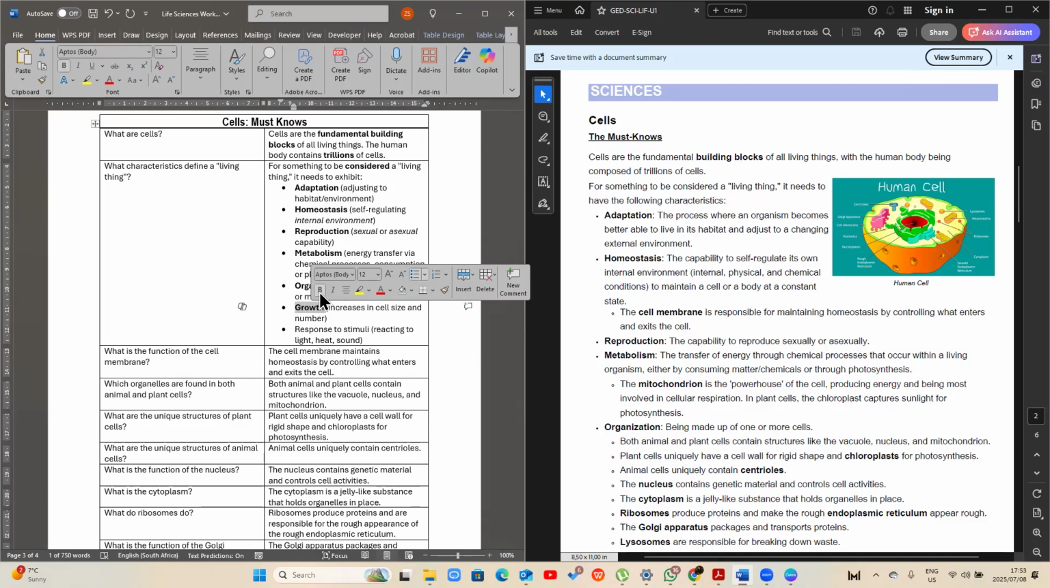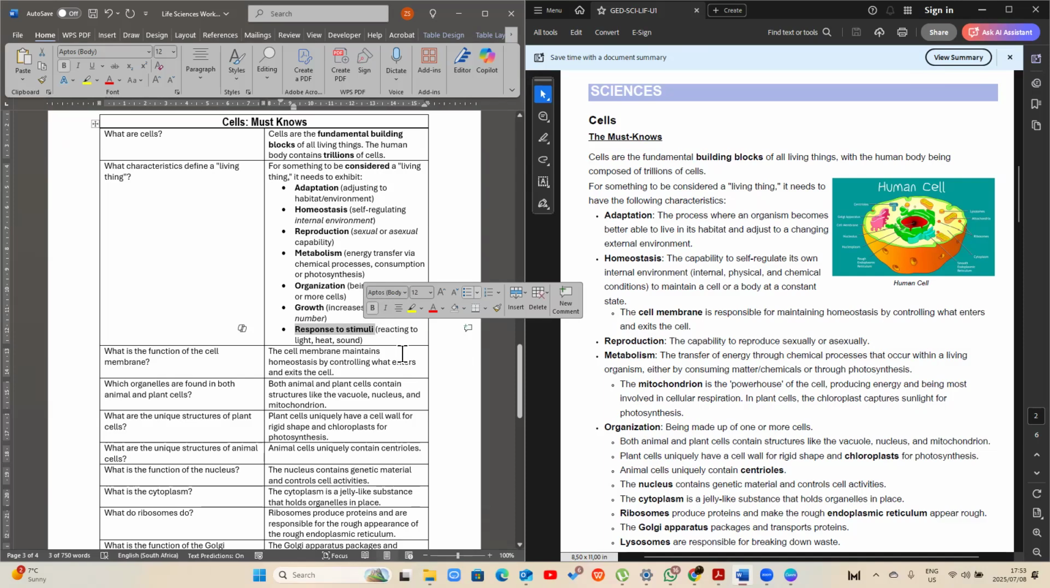Anything that's alive also needs to be able to grow. This doesn't just mean get bigger by increasing in physical size, but also increasing in cell size and cell number, and also being able to heal. If you have a cut on your hand, you need to be able to heal that cut, or else different bacteria might enter that wound.